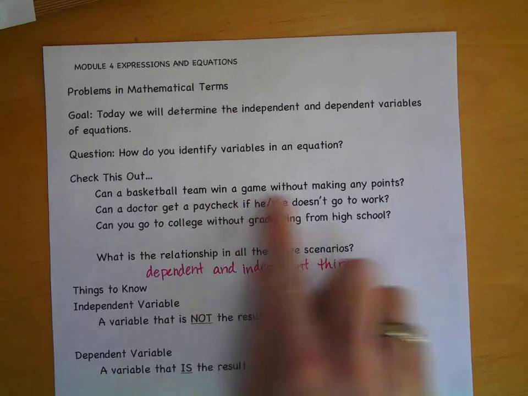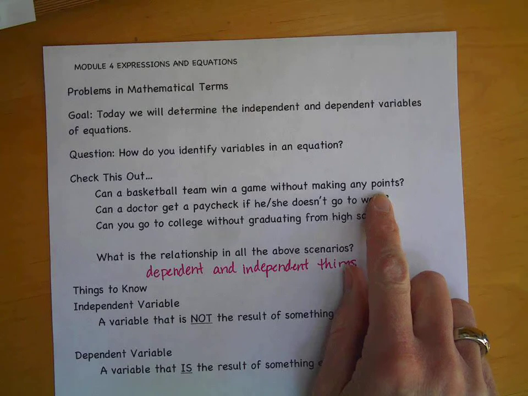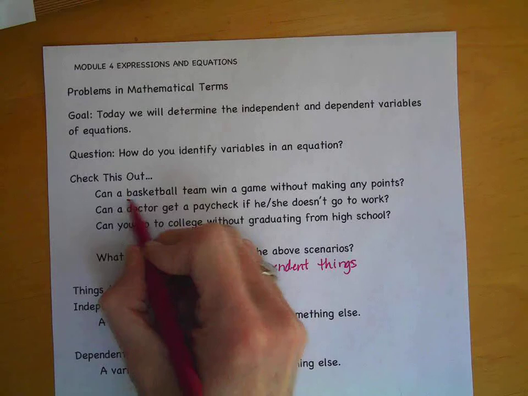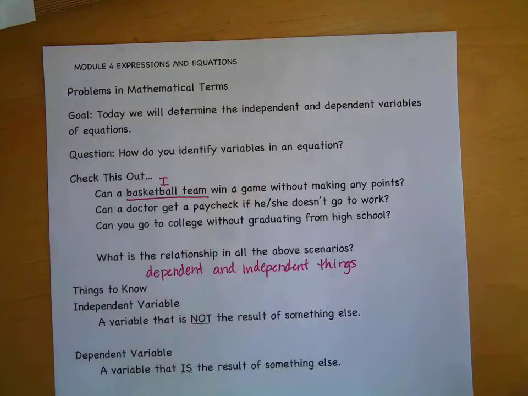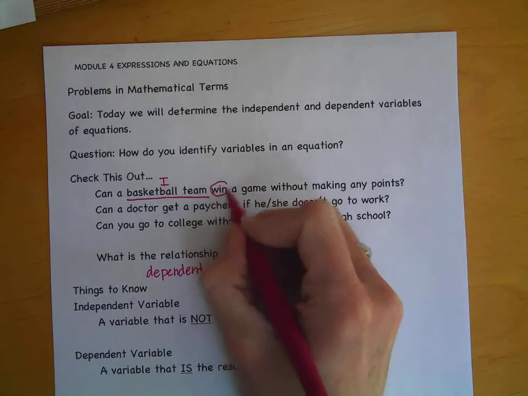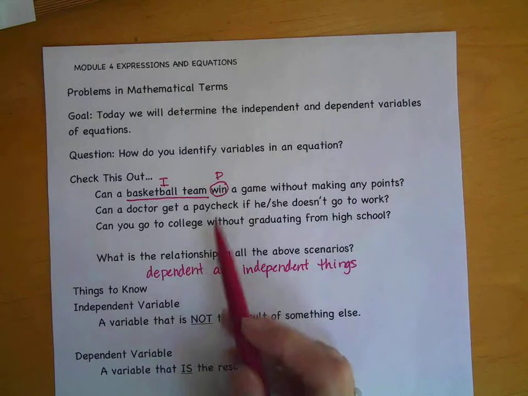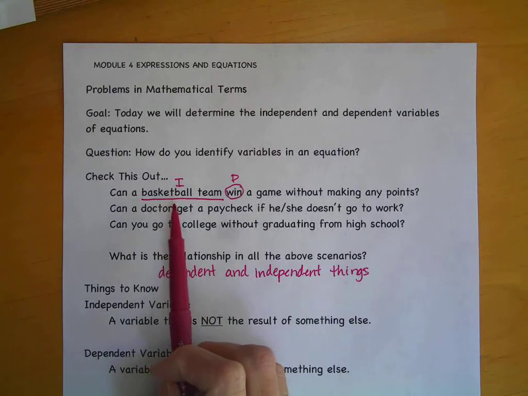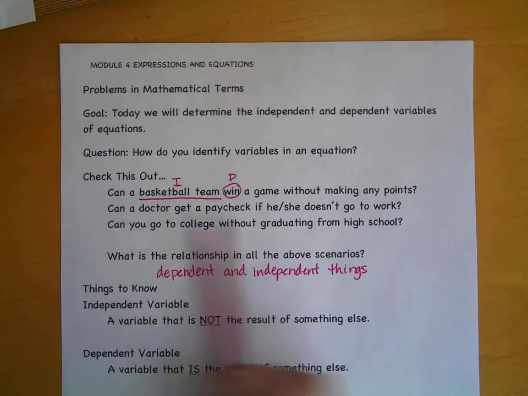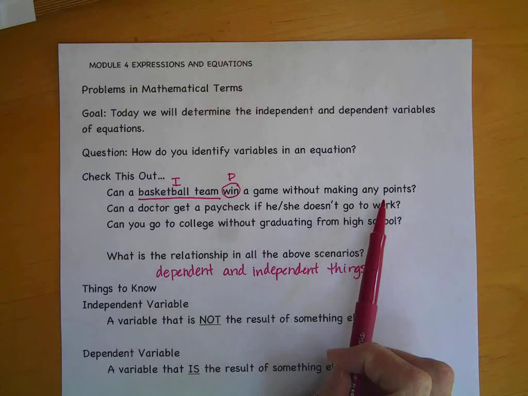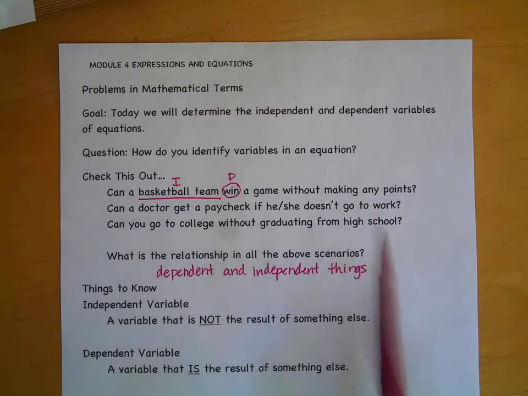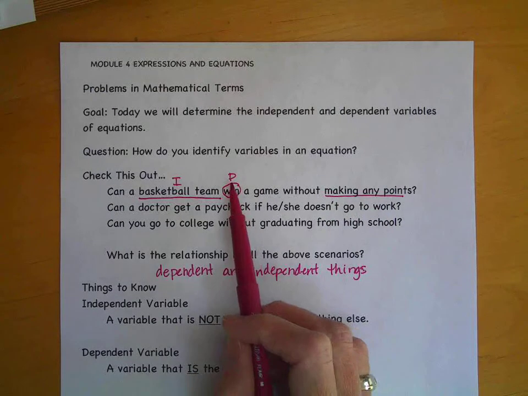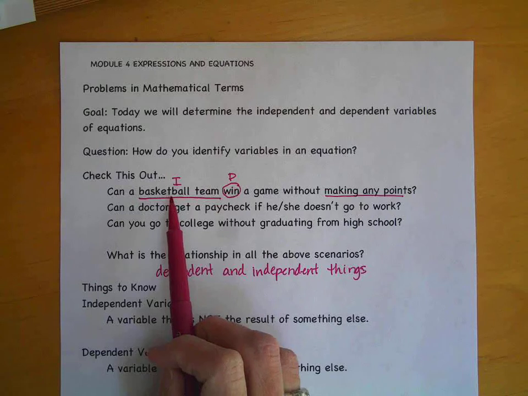Can a basketball team win a game without making any points? So what we would have to say right here is the basketball team is the independent, right? But the win is the dependent, because the win depends on if they make any points or not. So the basketball team will still exist whether they win or lose, but they won't win without making any points. So the team relies on making points in order to get the win. So the win is the dependent, the team is the independent.